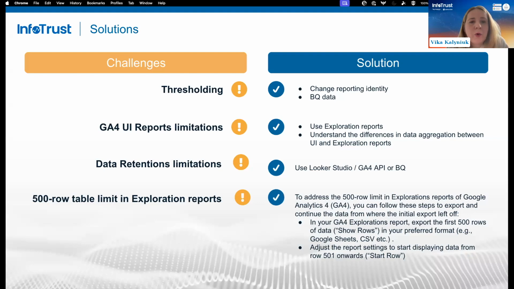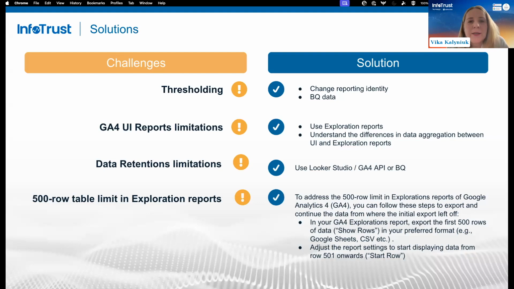Then for data retention limitations, because we just mentioned them, our main recommendation would be to utilize Looker Studio, the GA4 API, or BigQuery, as those are not subject to the standard data retention settings of the GA4 property. Next, the 500 row table limit in exploration reports. It might be very inconvenient to view just the first 500 rows of the table from exploration.